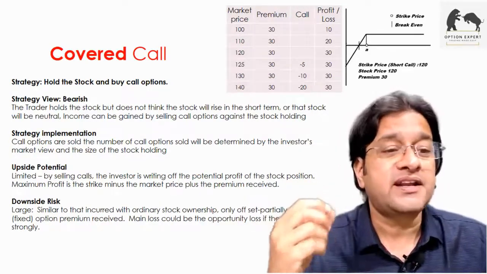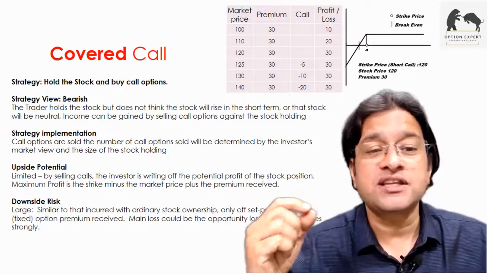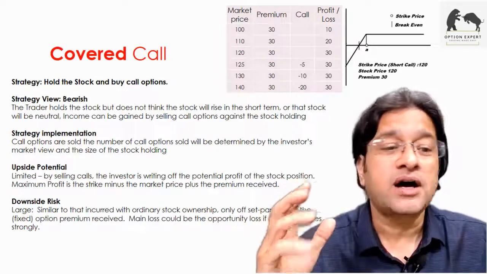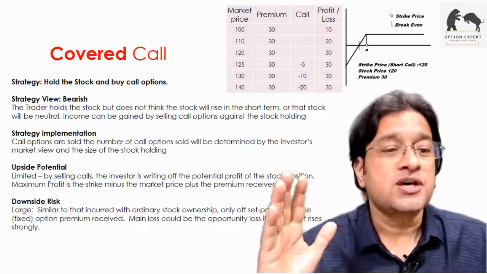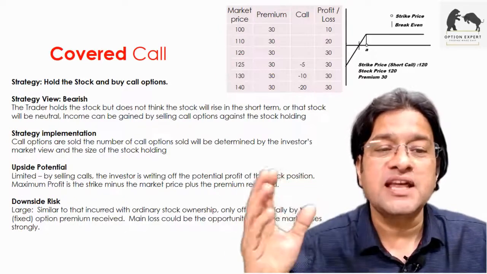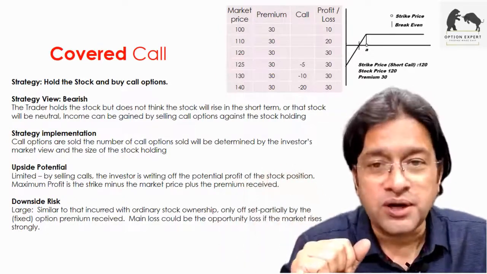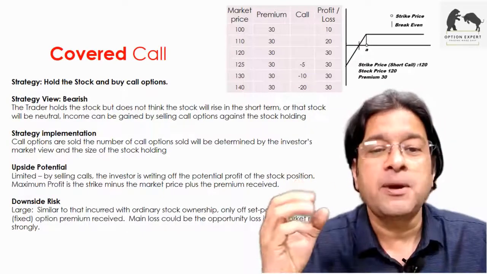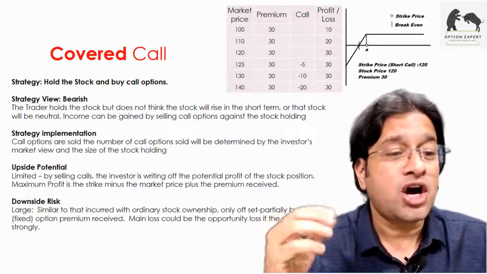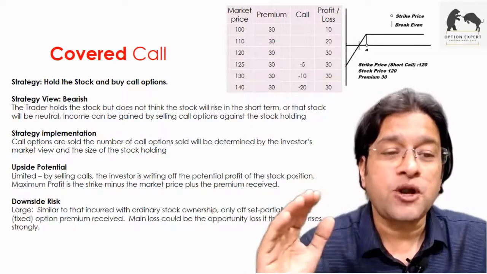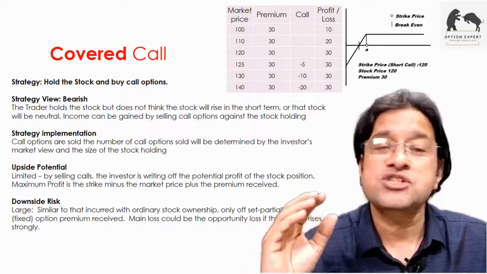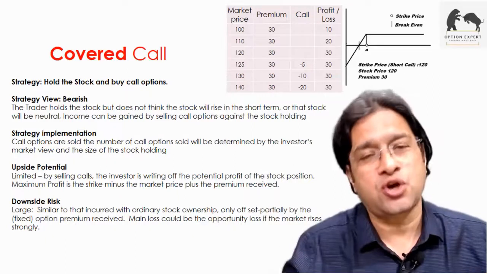What do you do? The trader holds the stock, but does not think the stock will rise in the short term, or thinks the stock will be neutral. So income can be gained by selling a call option against the stock holding. You are selling the call option while holding the stock. Now, call options are sold. The number of call options sold will be determined by the investor's market view and the size of the stock holding.